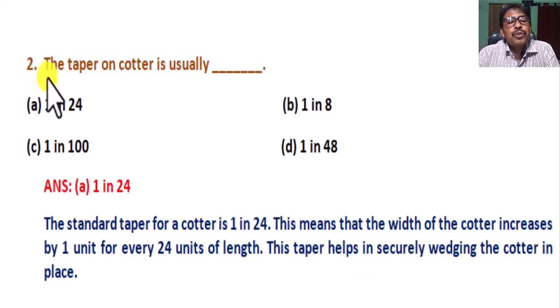Question number 2. The taper on a cotter is usually option A, 1 in 24, option B, 1 in 8, option C, 1 in 100, option D, 1 in 48. Correct answer is A, 1 in 24. The standard taper for a cotter is 1 in 24. This means that the width of the cotter increases by 1 unit for every 24 units of length. This taper helps in securely holding the cotter in place.